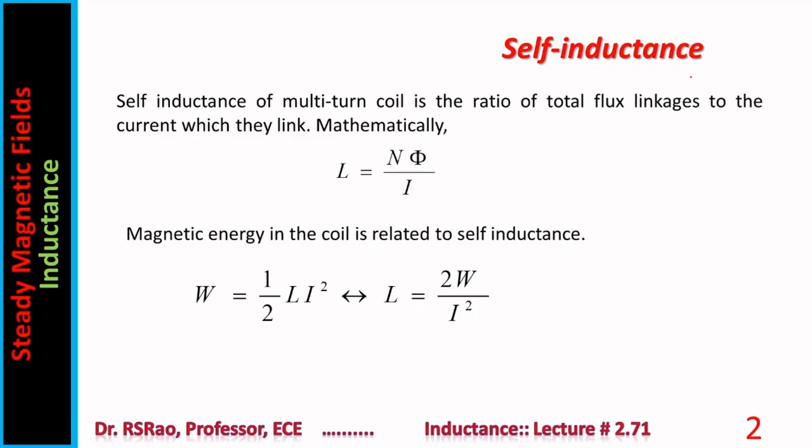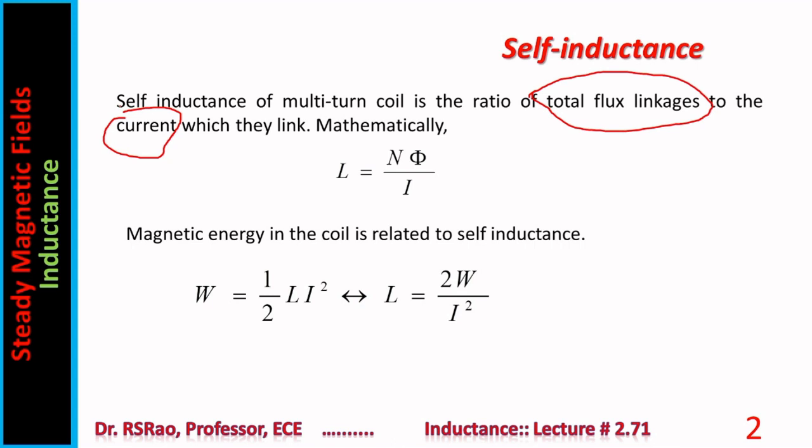Before going to the actual problems and their solution procedures, let us consider the definition of self-inductance and how it is related to energy. Self-inductance of a multi-turn coil is the ratio of total flux linkages to current. Mathematically, L is N phi by I, where N is the number of turns, phi is flux, and I is current.